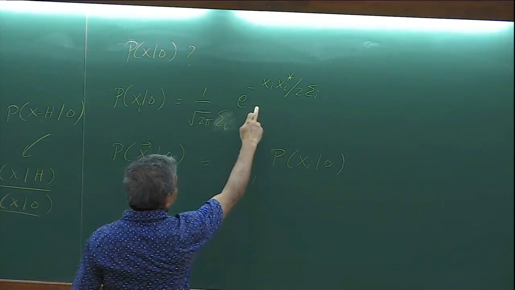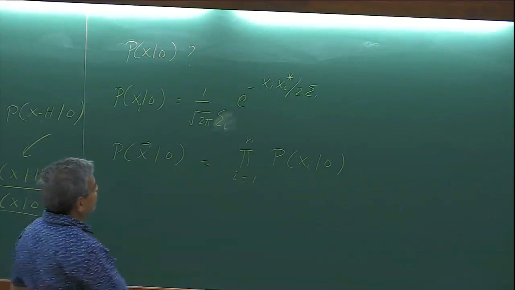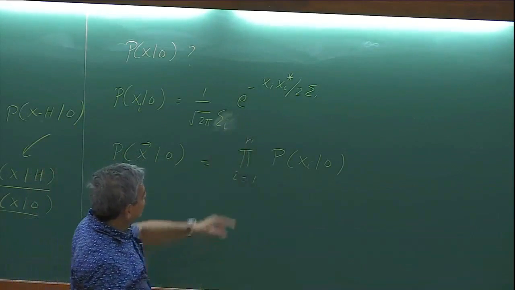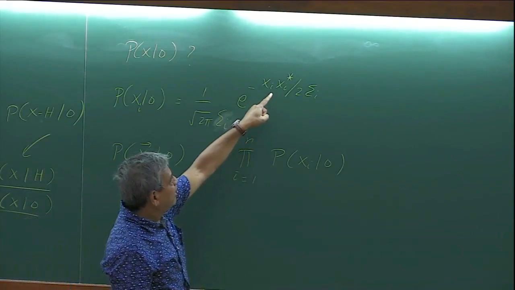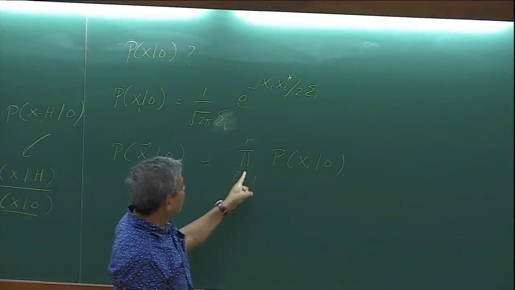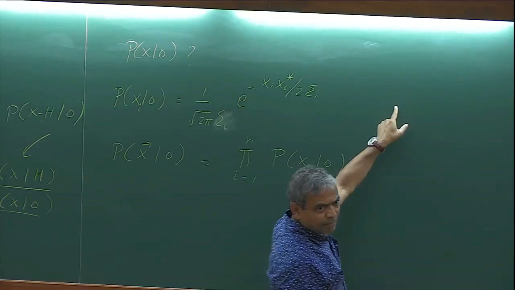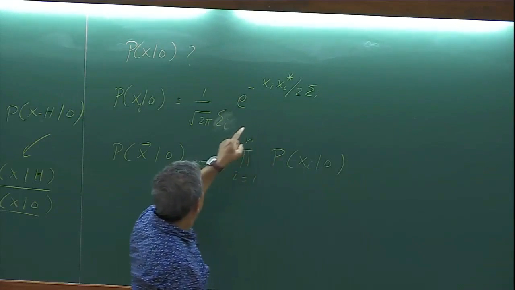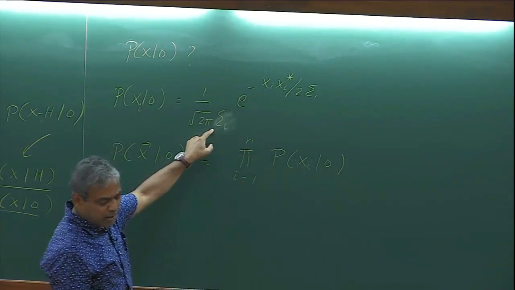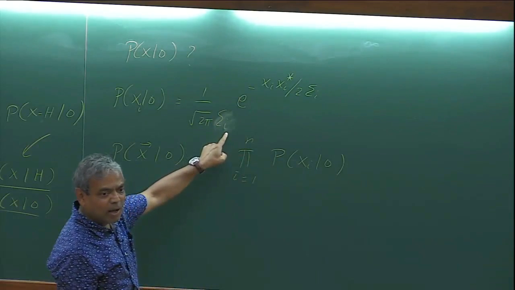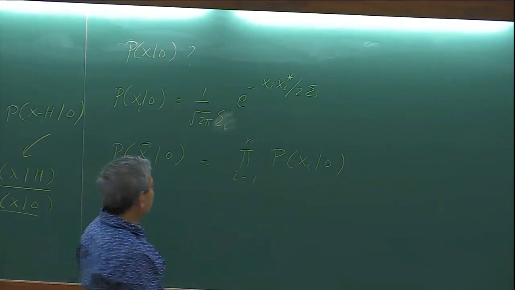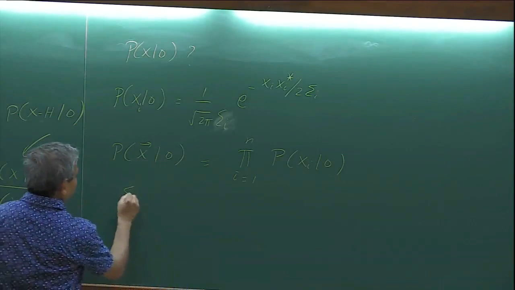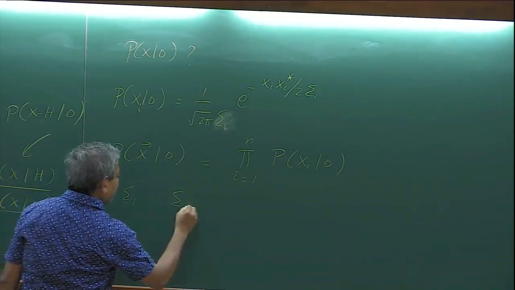So we need to just compute this. What happens here is because of the exponential, in the exponential, the product will give you a sum. In the denominator here, you have sigma_i. There will be a product of sigma_i's. It will be sigma_1 to sigma_n.